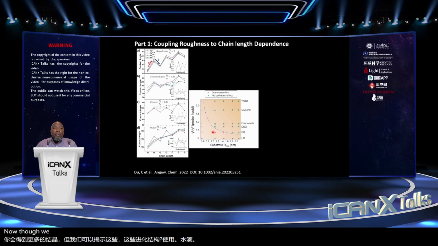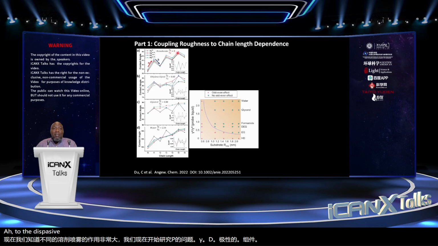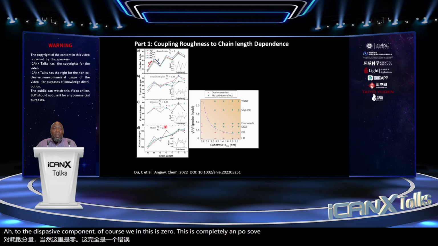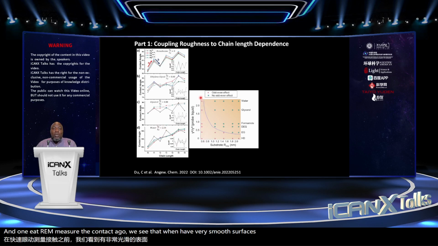Now that we know that different solvents play a very big role, we started looking at the ratio of gamma P to gamma D, the polar component to the dispersive component. And of course, for hexane, this is 0. This is a completely non-polar solvent. And for water, it's about 2.3. It's very, very high. And when we measure the contact angle, we see that when you have very smooth surfaces, you always see the odd-even effect, irrespective of the solvent.